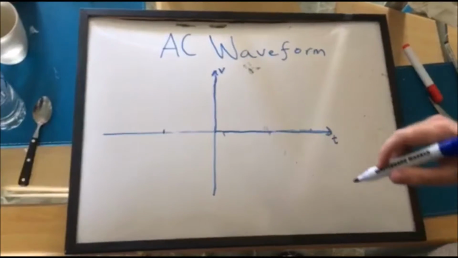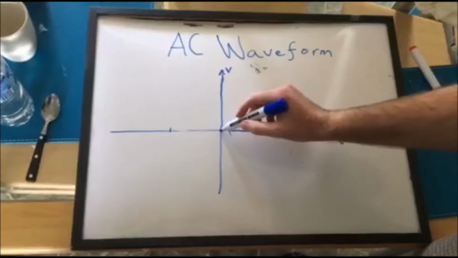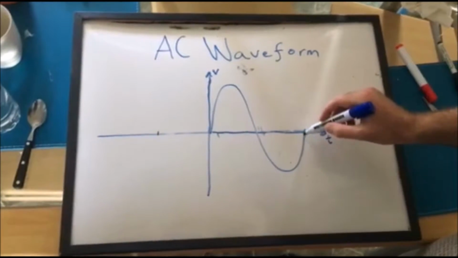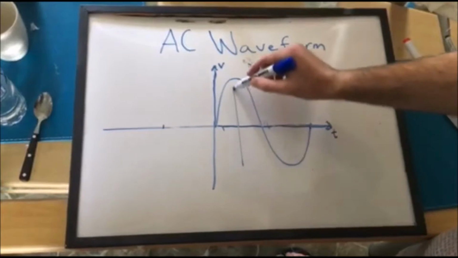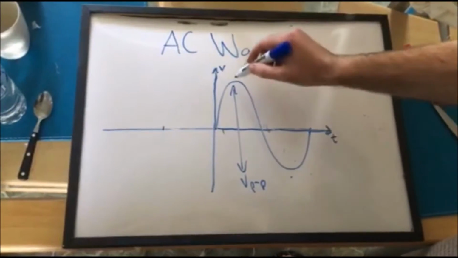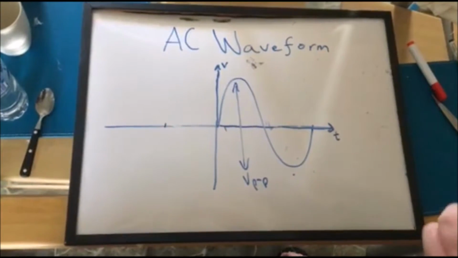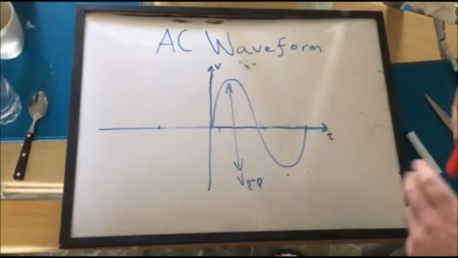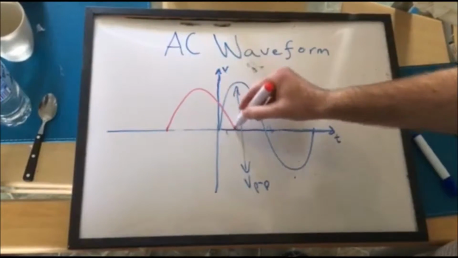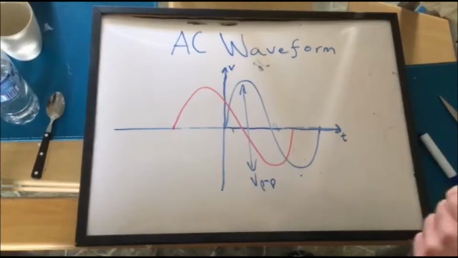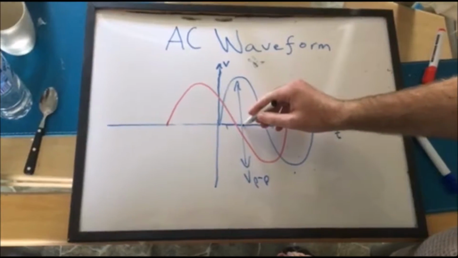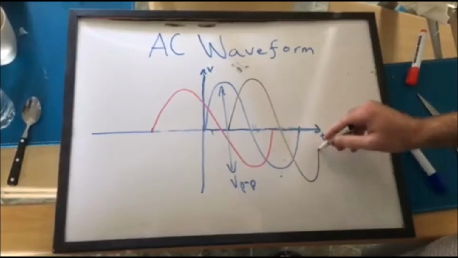So today we're going to look at AC waveforms. An AC waveform looks something like this, with this value here being the voltage peak to peak from the two crests of the wave. In a capacitor, this value lags by 90 degrees, and so therefore looks something like this.